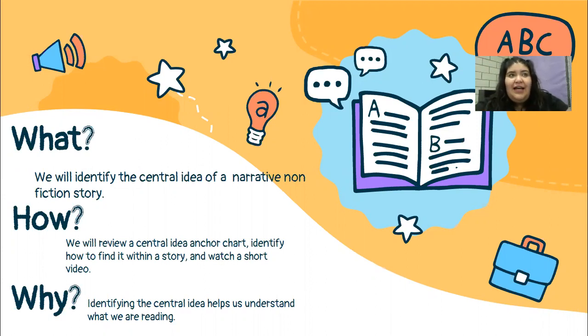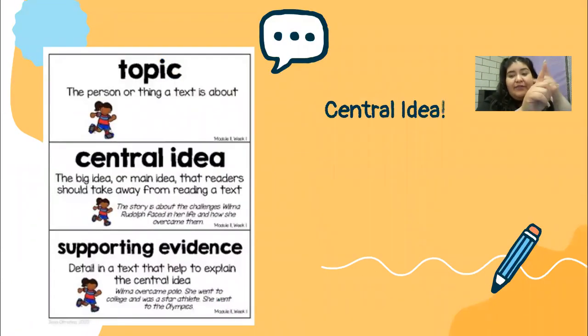We're doing it because knowing the central idea helps us better understand what we're reading, and also we can support our answers. So remember, central idea, we have a topic, the central idea, and supporting evidence. There's three components to that, three things. So the topic is the person or thing that the text is about. Yesterday we talked about Earth, and today we're going to actually talk about something new. Central idea is the big idea or main idea that readers should take away from reading the text. That means what you should just get that it's mostly about. And supporting evidence is details in a text that help to explain the central idea.